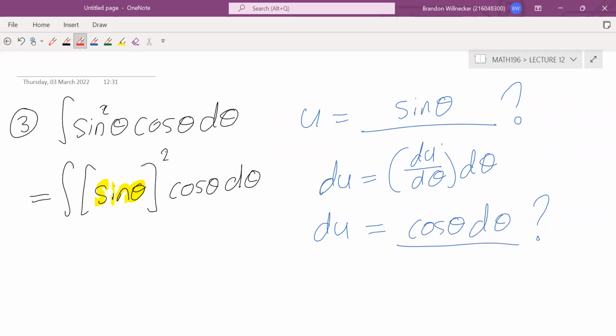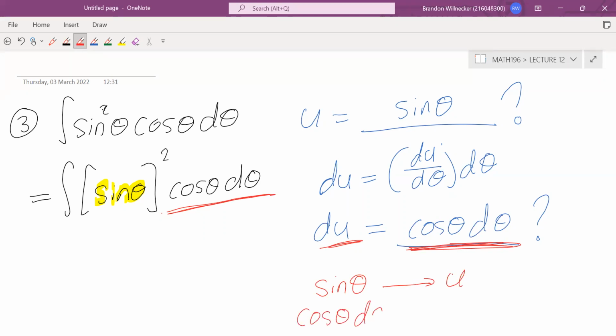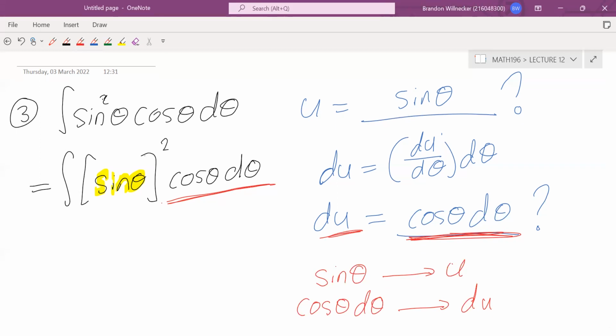So let's take a look at what we've got so far. Sine theta squared is going to now be u squared. Cos theta d theta, that's this part over here, is going to become du. So sine theta is going to become u, and cos theta d theta is going to become du. Okay, just from our calculations that we've got here. Is there anyone that doesn't see that?